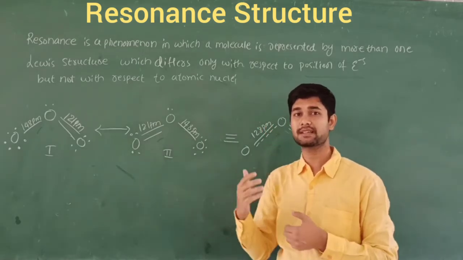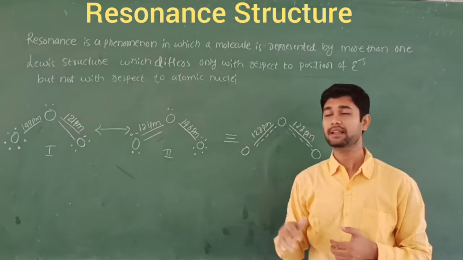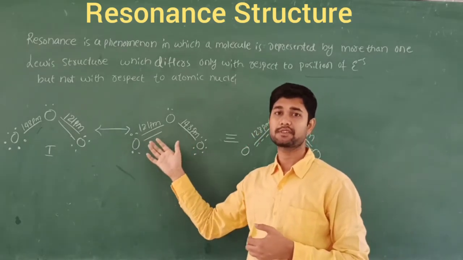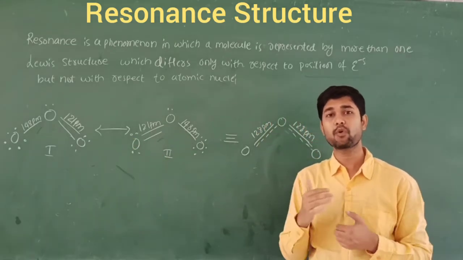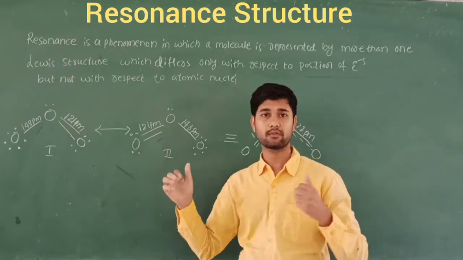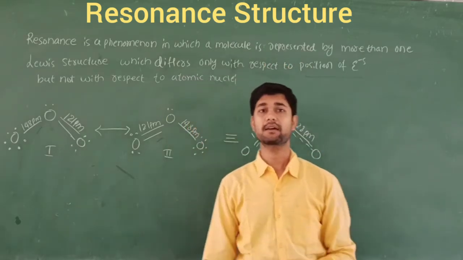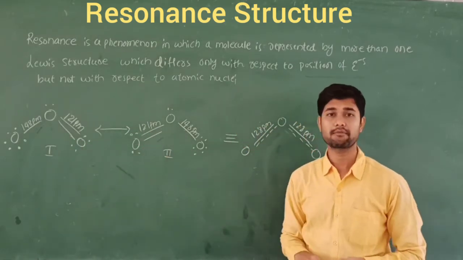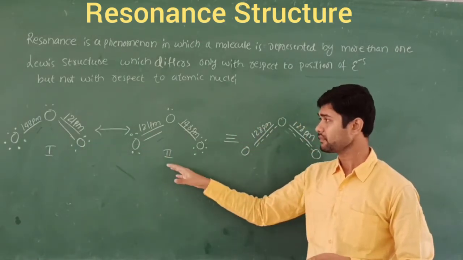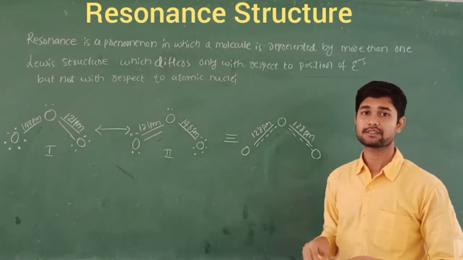In the ozone molecule, these structures are labeled Roman numerals 1 and 2. They are different types of Lewis dot structures. According to the definition, the molecule is represented by more than one Lewis dot structure. This is also a Lewis dot structure, and this is also a Lewis dot structure. These contributing structures we call the resonance structures.